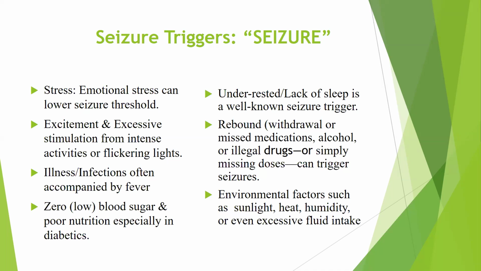We know of this in children less than 6 years old, which we call febrile convulsion. Patients with low blood sugar, especially diabetics, can come down with seizure. Under-rested: lack of sleep is a well-known seizure trigger. Rebound, especially from withdrawal or missed medications, or alcohol. Alcohol withdrawal is a very important seizure trigger. A patient who has missed their antiepileptics. Environmental factors also, such as sunlight, heat, humidity, and excessive fluid intake, and this can result in severe hyponatremia. So these are some of the triggers for seizures.